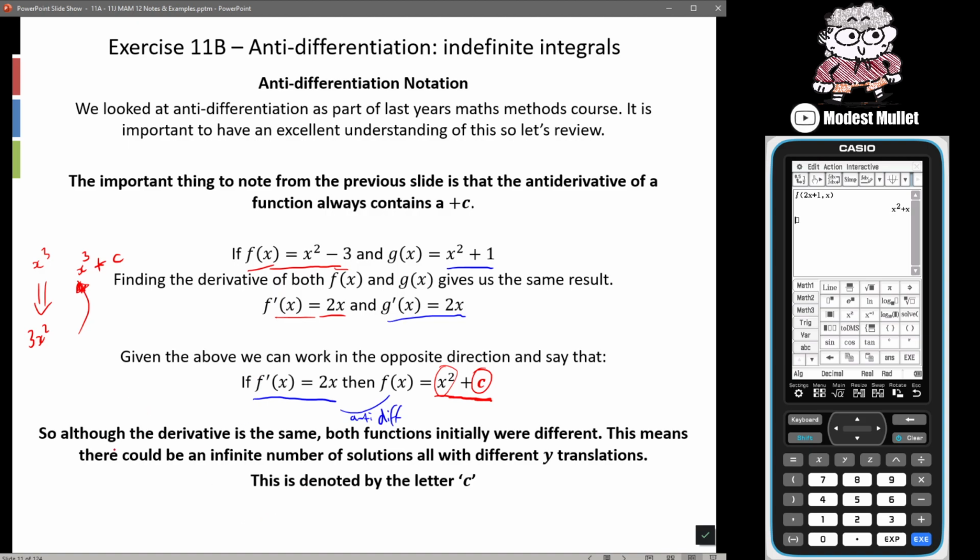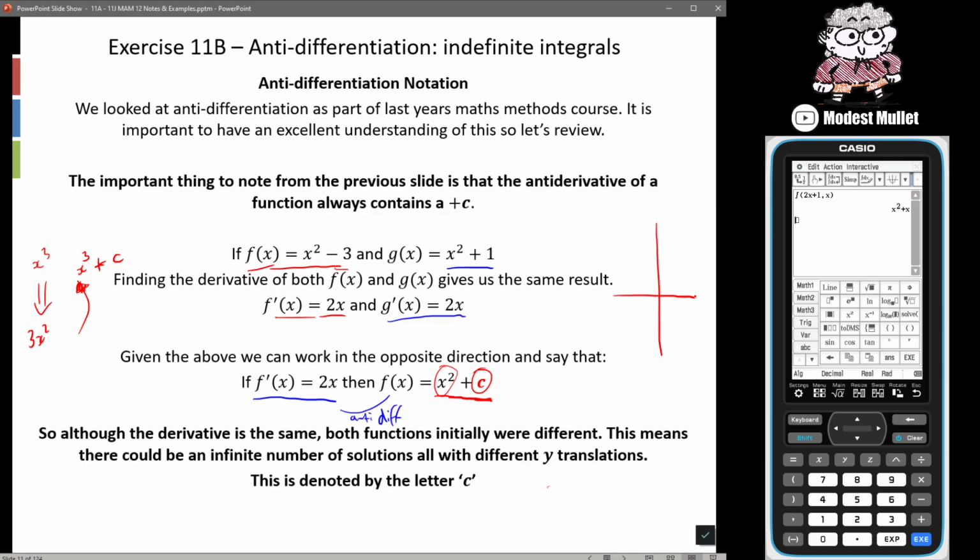So to sum up, although the derivative is the same for both of these functions, this means there could be an infinite number of solutions, all with different y translation. This plus c, we can think of it as y translation. This is denoted by the letter c.